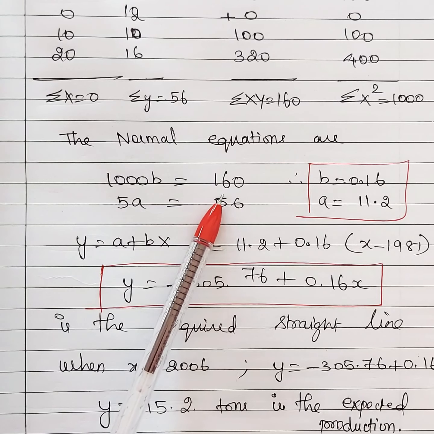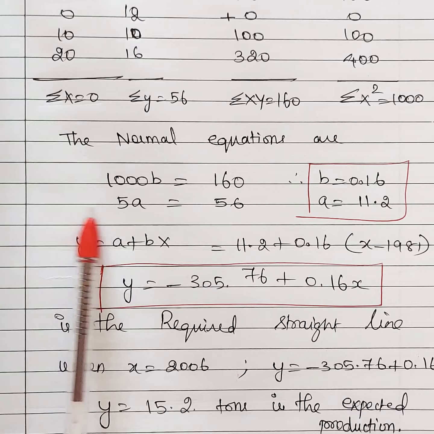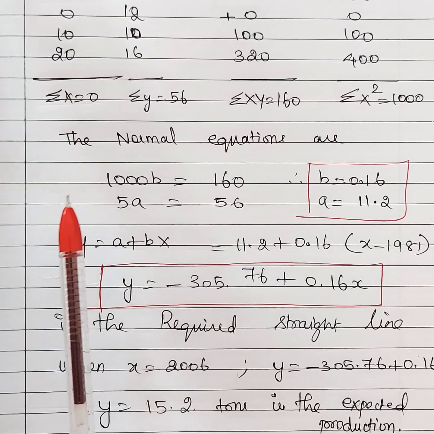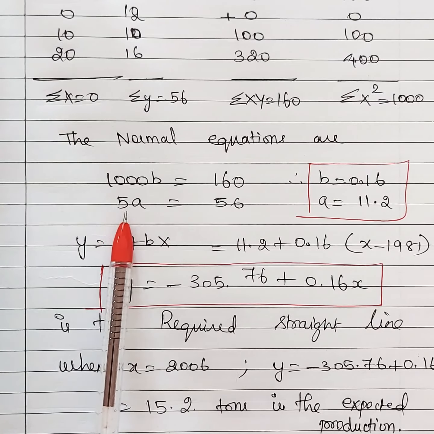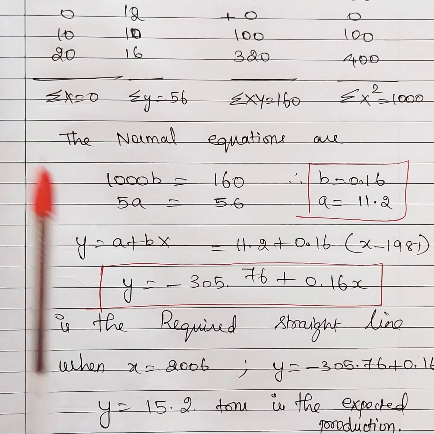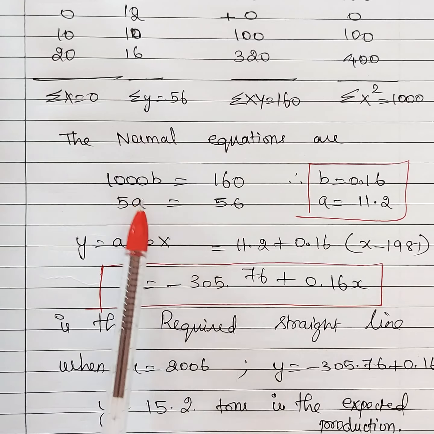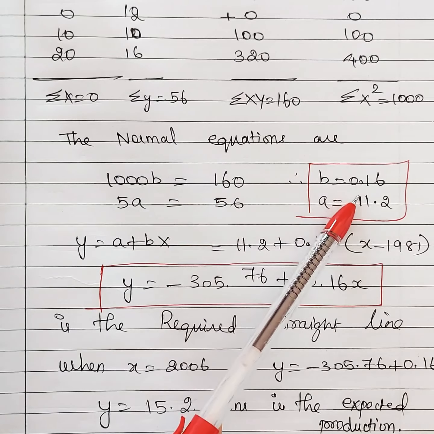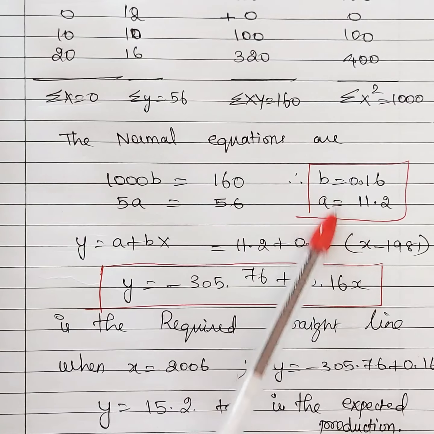I have written this. What is the next equation? B into summation x. So summation x is 0. So b term will become 0. Plus n into a. How many data they have given? Here also they have given 5 data. So we have written 5a. Please remember, it is not 5 in all the cases. We will see one more problem with more number of data. So 5a is equal to summation y. Summation y is 56. Now it is very easy. From here you can find b is equal to 160 by 1000, 0.16, and 5a is equal to 56, a is equal to 11.2. We have got a and b.